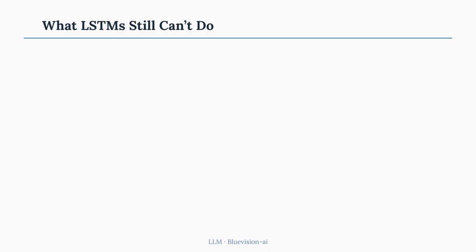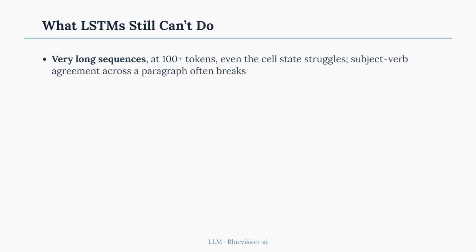LSTMs are a genuine improvement, but they didn't fully solve the problem. Let's be honest about their limitations. Very long sequences, 100 tokens or more, and even the cell state struggles. Subject-verb agreement across a long relative clause, pronoun resolution across a paragraph, these still break down. The gradient highway is good, but it's not infinite.